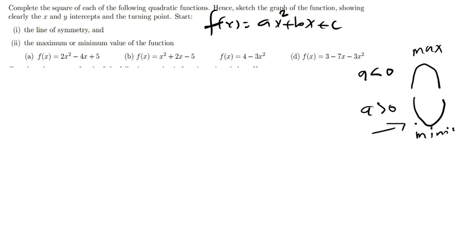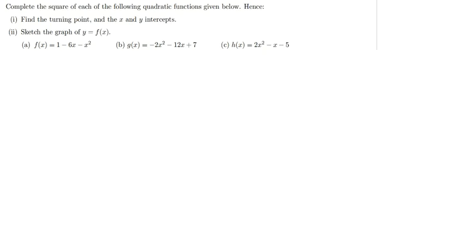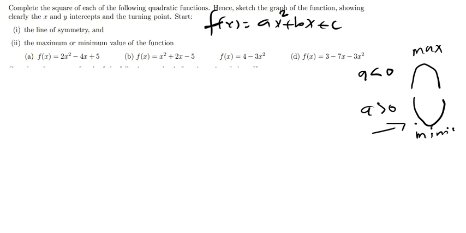Thank you. So how do we use the completing the square method? Here they have not said to find the turning point, but I'm going to go ahead and find the turning point. We have solved even this question, but this question is the same thing. They are saying to complete the square, then find the turning point, the x and y intercepts, and sketch the graph. So it's the same thing. There's no difference.